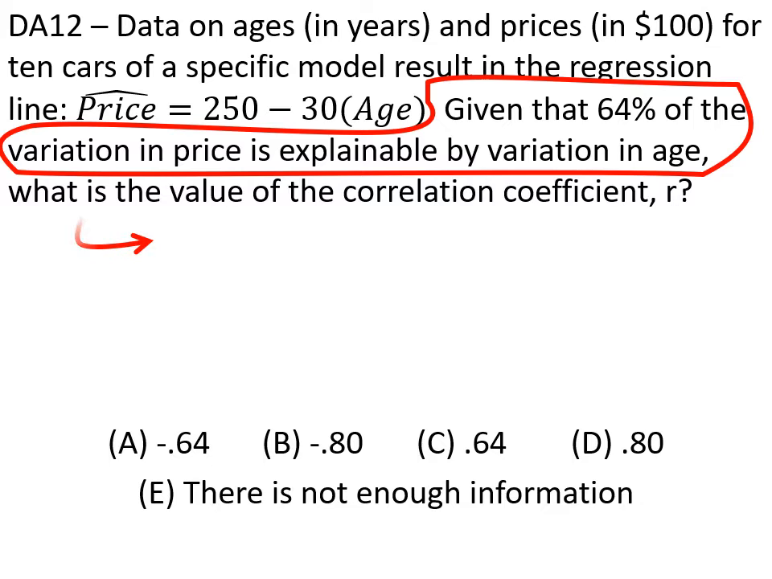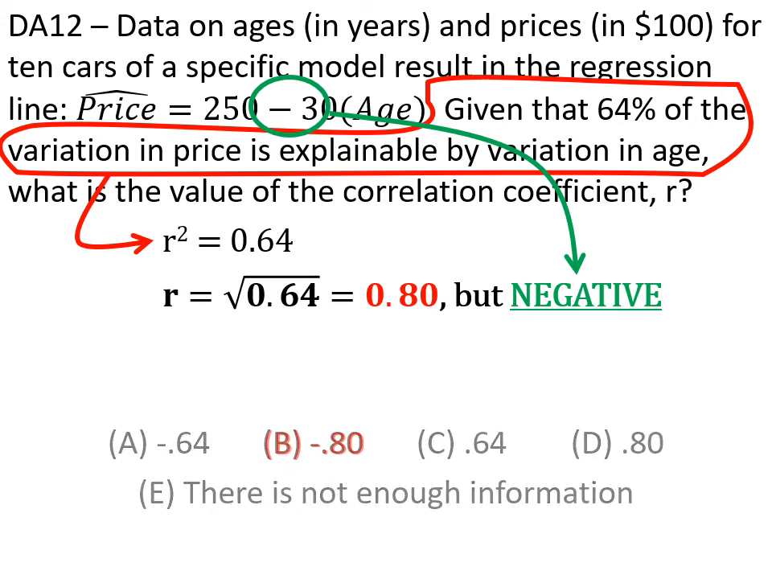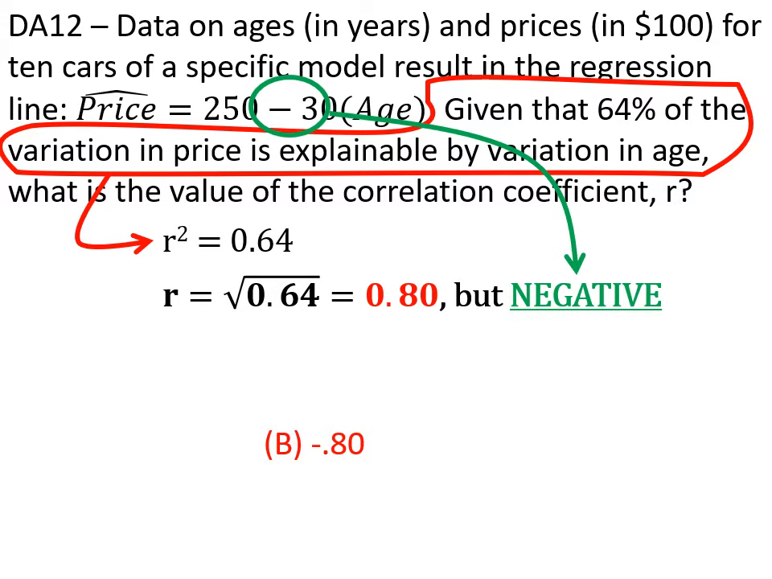All right, so we first know that that refers to the R squared, or the coefficient of determination. We take the square root of that, and that gives us our R. So we know the magnitude of our R is 0.8, but the slope of the regression line is negative, and the sign of the slope and the sign of our correlation coefficient always agree. So we know that our R must be negative 0.8.